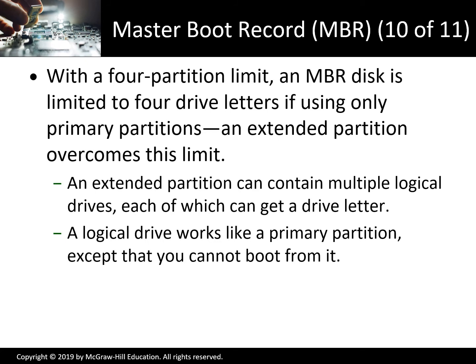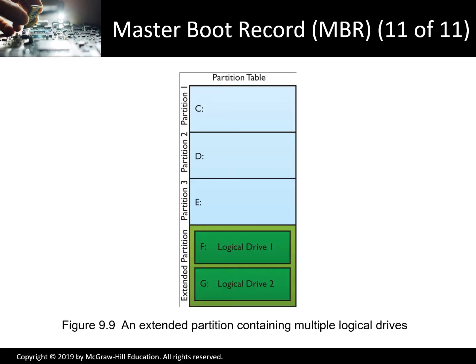Now, with a 4 partition limit, an MBR disk is limited to 4 drive letters, and you can only extend the partition if you can overcome those limits. So an extended partition can contain multiple logical drives, each of which can get their own drive letter. A logical drive works like a primary partition except you can't boot from it. There we go. So we're extending it out a little bit.